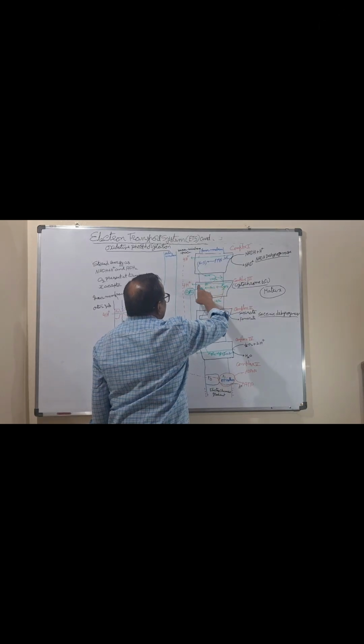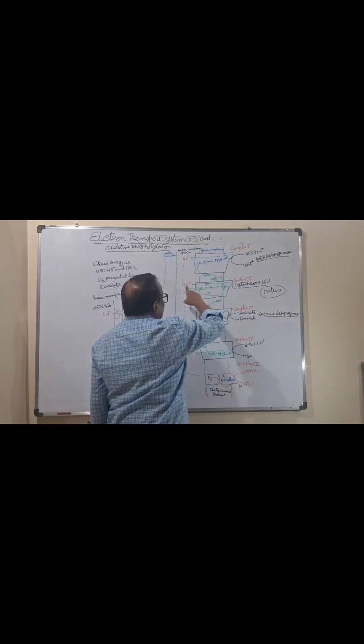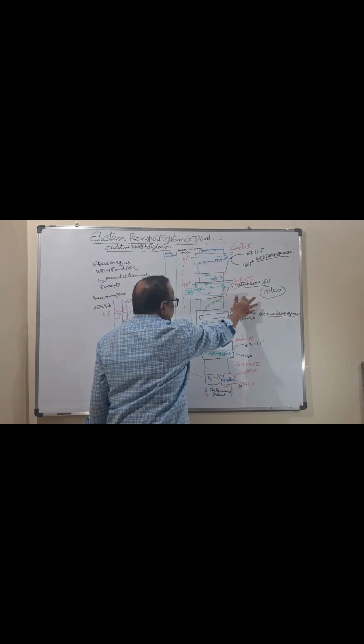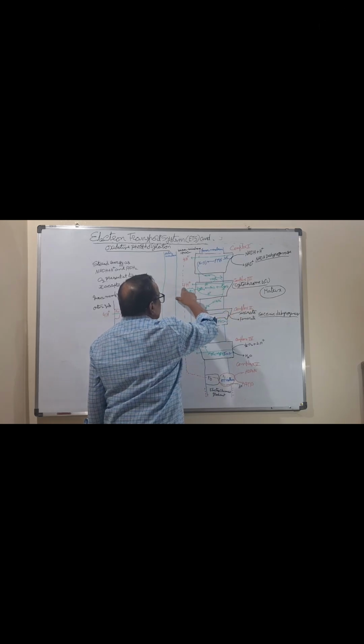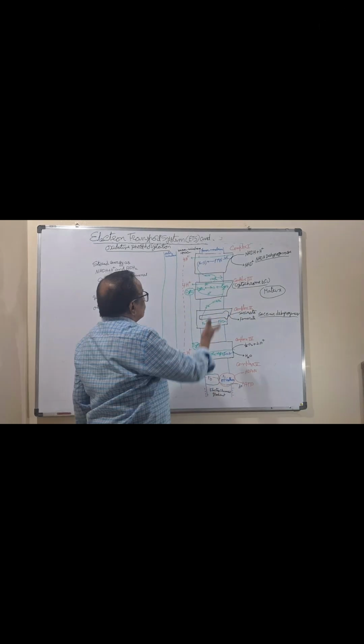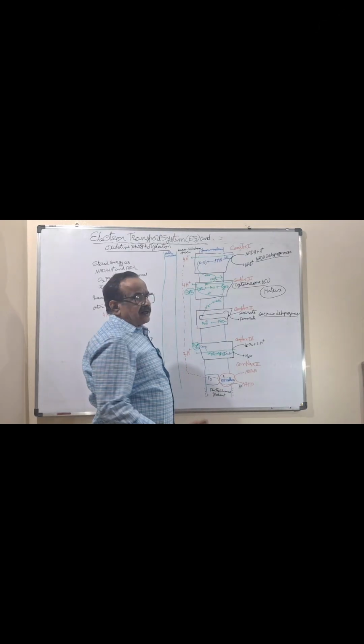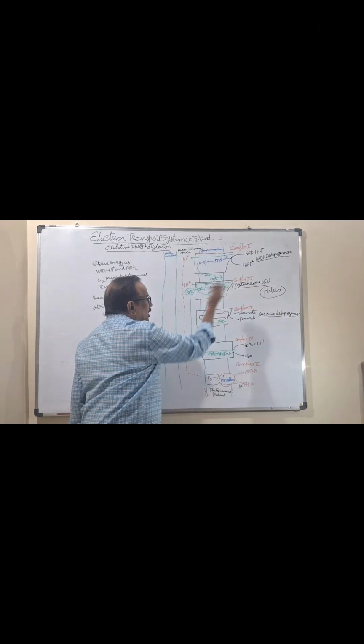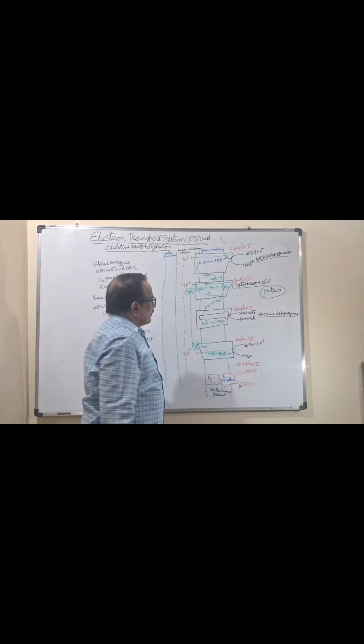and protons will be sent. 2 protons will be sent, and 2 more protons will be taken from the matrix. Totally 4 protons will be pumped. 2 protons are generated when ubiquinol hydrogen is splitting, and 2 protons from the matrix side.